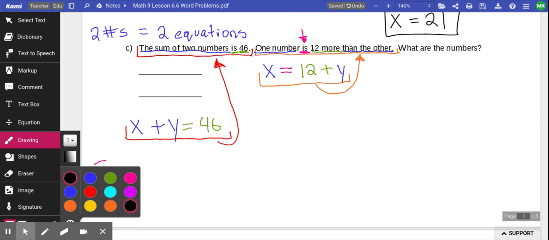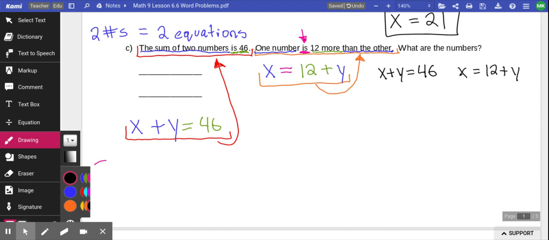Awesome. Again, I like to just rewrite these things out a little neater. So I have my first one: x plus y equals 46. And my second one is x equals 12 plus y. Beautiful. This is technically called a system of equations. This is when you have two different equations and you're trying to solve for two different numbers in those two different equations. If there are two letters in one equation, you can't solve unless you can get rid of one of those letters and turn it into the other thing.